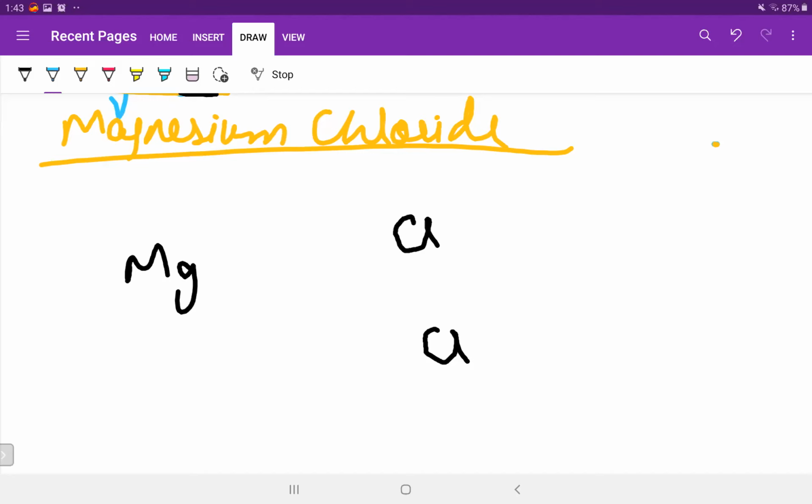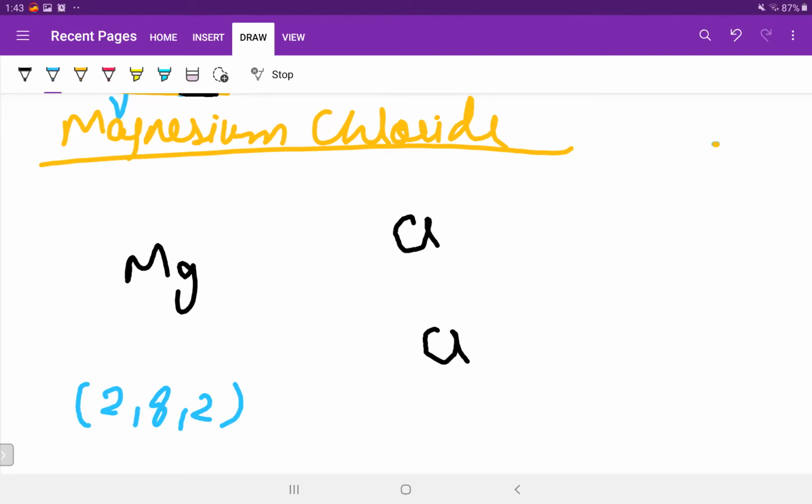Okay, so now we have two chloride atoms. That's why we have written chloride twice. Okay, so let's now write down the electronic configuration of magnesium. What is the electronic configuration of magnesium? It's 2, 8, 2. Atomic number is 12.